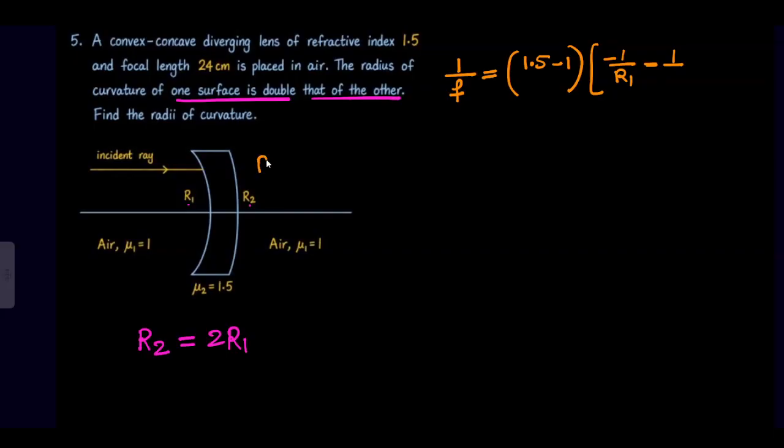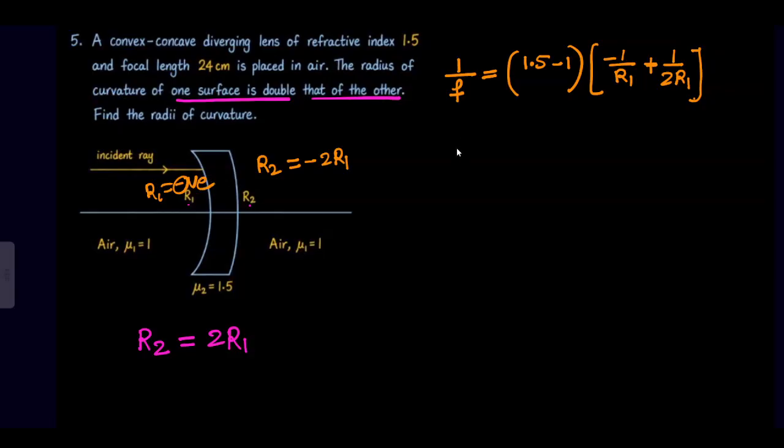No, here the R2 value, in this direction it is minus, isn't it? Okay, so minus into minus plus. Fine. R2 is equal to minus 2 R1. So this R1 is equal to negative, right?